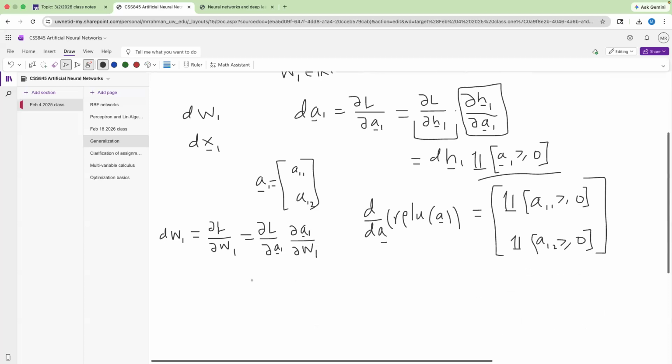So del L by del W1 we got from here. So we just plug in the value dH1 bar, and this is X bar, the input, and we have the indicator here that mu1 bar is greater or equal to 0.